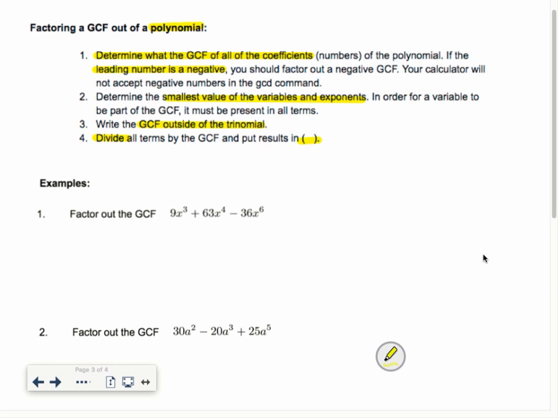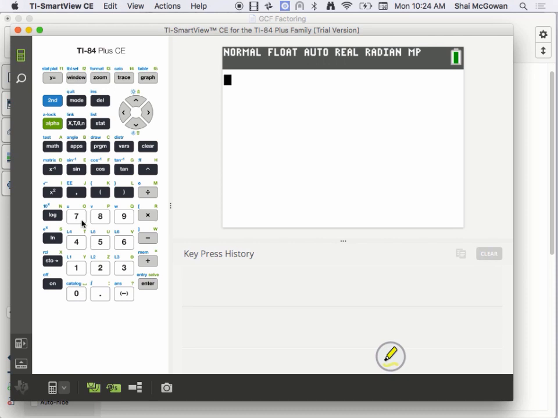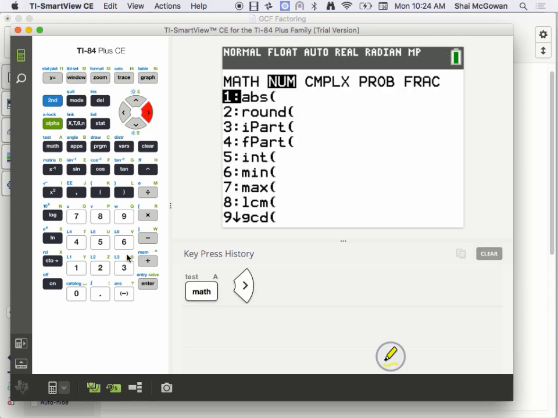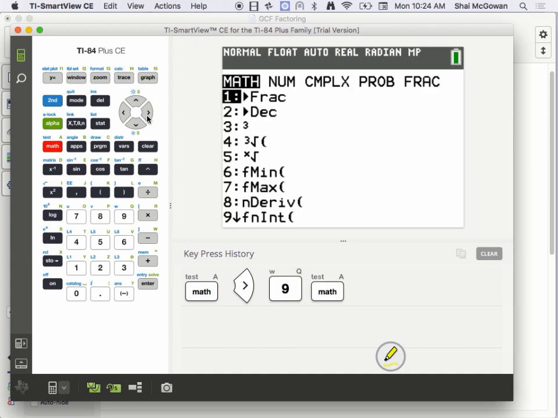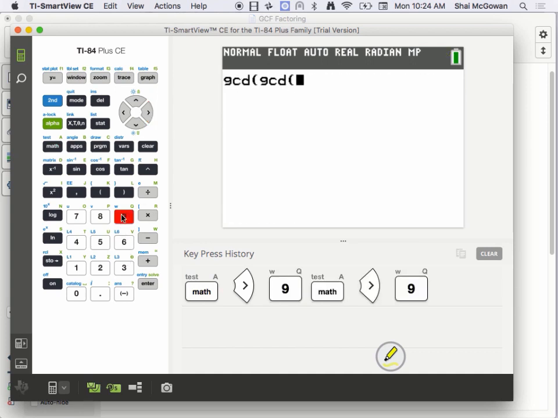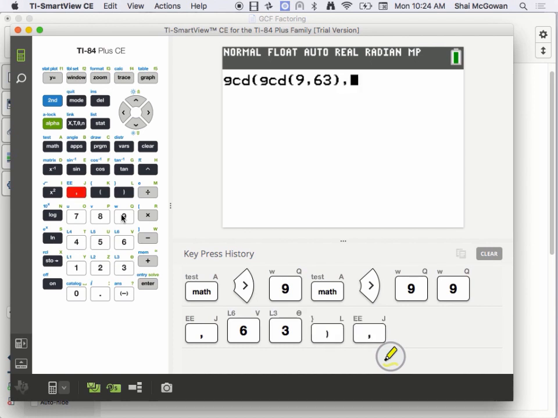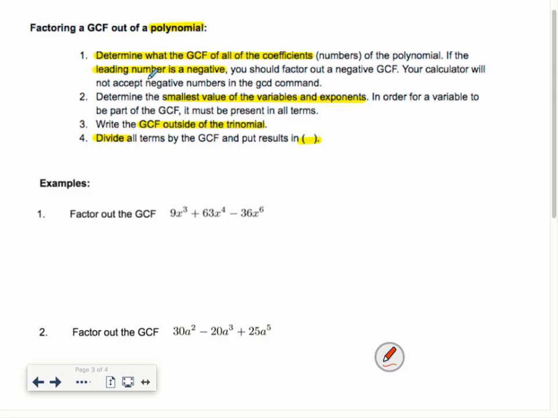So first thing we're going to do is go to our calculator and find the GCF of 9, 63, and 36. So math, number 9. First two numbers are 9 and 63, so you're going to do 9, comma, 63, close your parenthesis, comma, 36, and then hit enter. So that is 9. So the GCF, I'm going to write it over here, is 9.